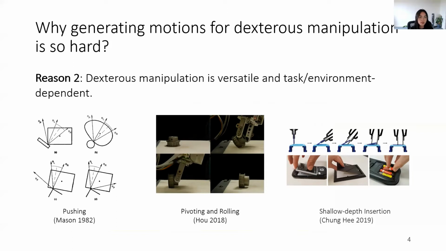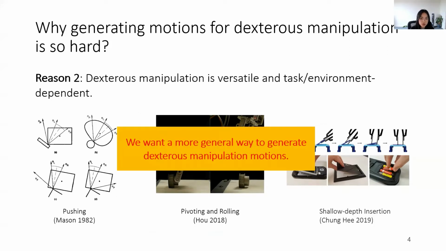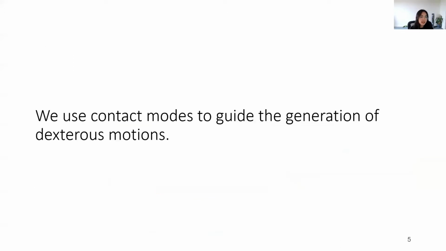People have come up with a lot of dexterous manipulation skills, such as pushing, pivoting, and rolling, shallow depth insertion, but it's not practical to have a library of these skills and stitch them together because dexterous manipulation is so task and environment dependent. So what we want is a more general way to generate such motions. Our key idea is to use contact mode. And next, I want to show that our planner is really simple, but really effective in generating such motions.